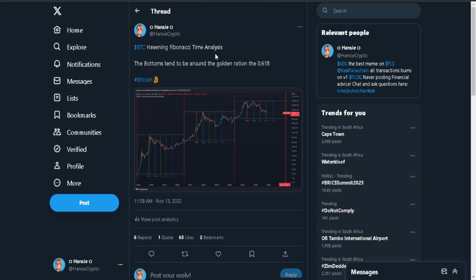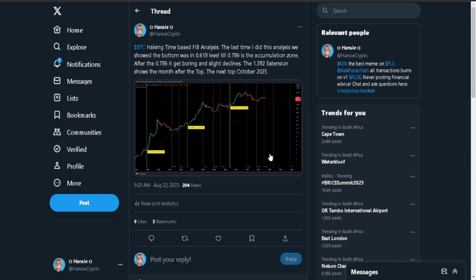Anyway, now I just made a new tweet about this showing that after the 78.6 level, you exit the accumulation zone. And after the 78.6, it starts to get a little bit boring, and you get the slight declines as you head into August and September. They don't tend to be really great months for crypto. And the overall stock market is having a little bit of a cool down after its massive explosive moves from its lows.